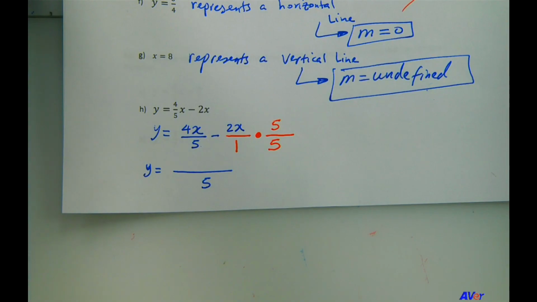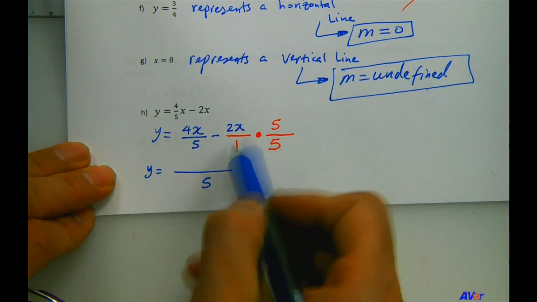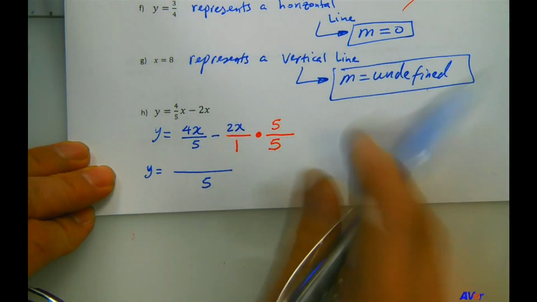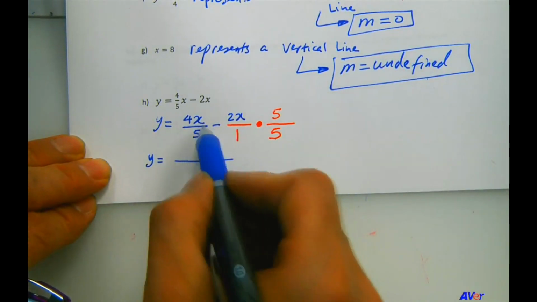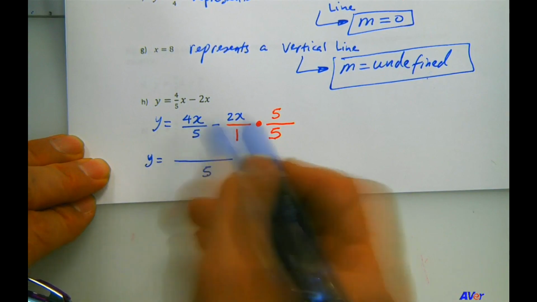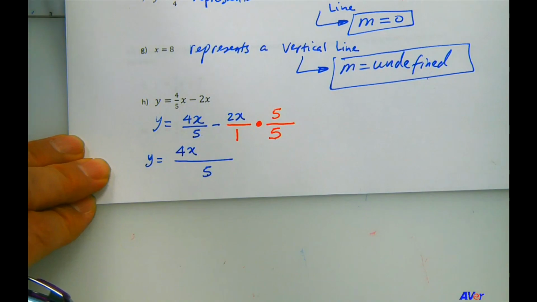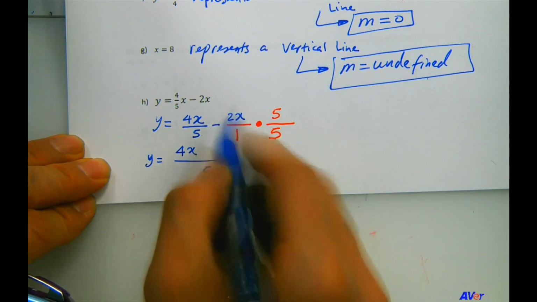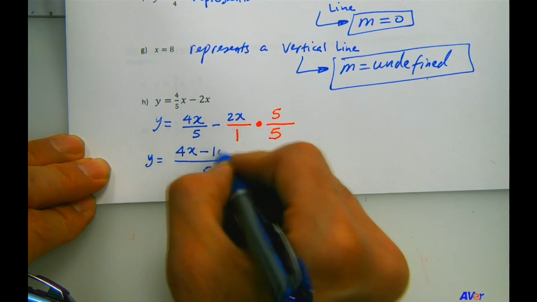So now we can work with these because 5 times 1 means this whole fraction has a common denominator too. So we have the common denominator. Let's subtract the numerators. What are the numerators? The first numerator is 4x. The second numerator is minus 5 times 2x, so 10x.